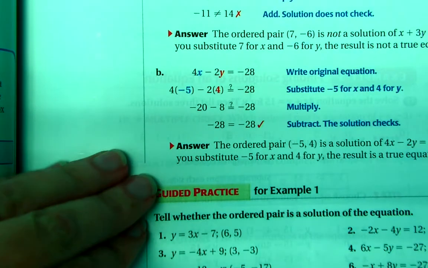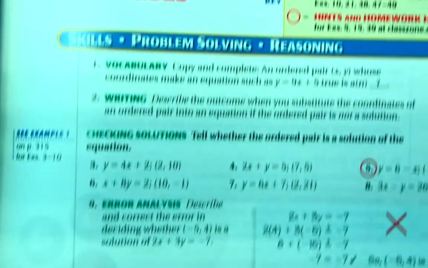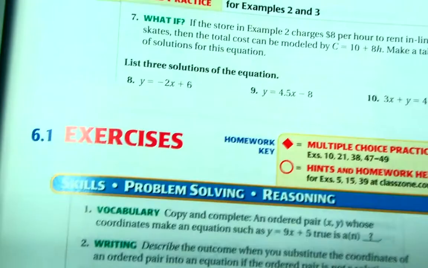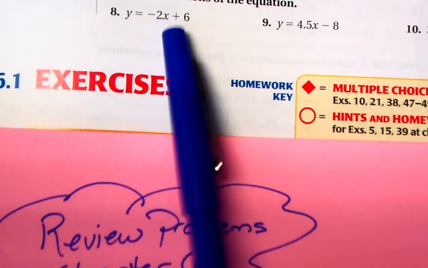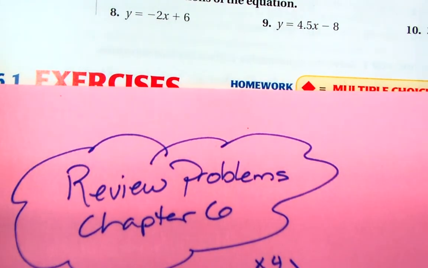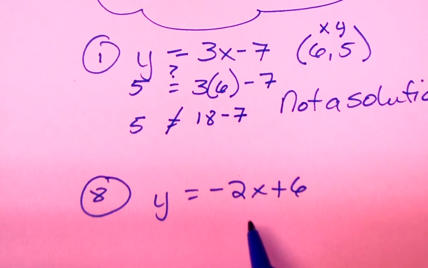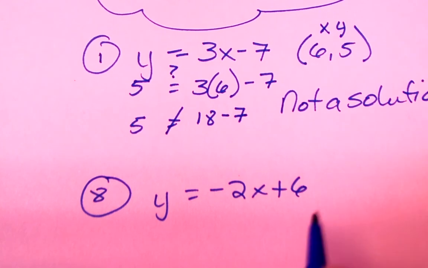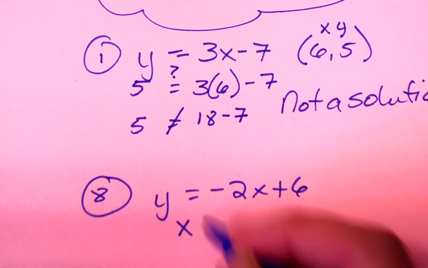Now, the next type of problem that I want to go over is on page 317. You're given an equation. So, number 8. Okay. So here we go. Y equals negative 2x plus 6. You want to find out 3 solutions. So I had you make a big table.